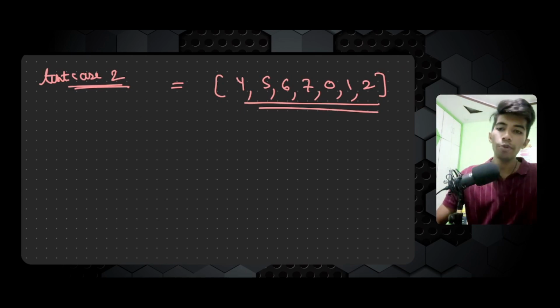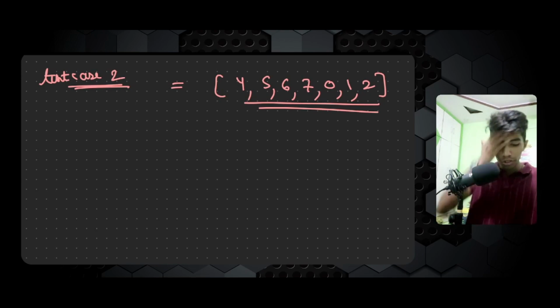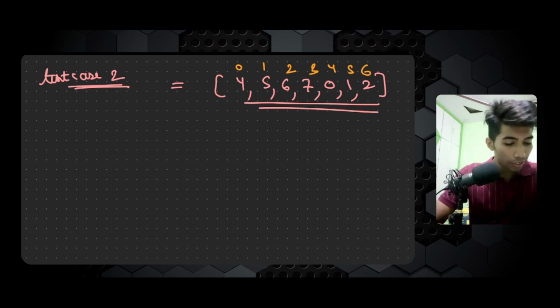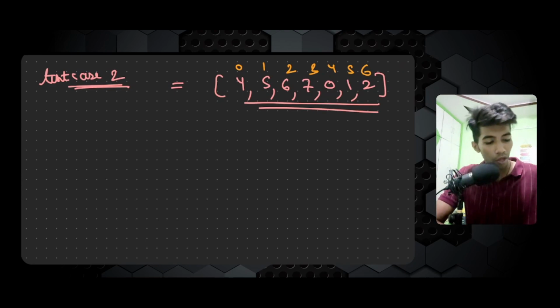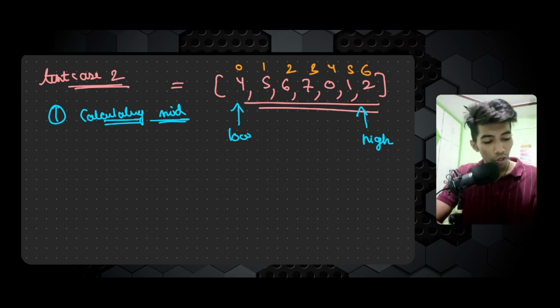Now what will be our thought process over this question? We will first write the indexes so that it will be easy for you to understand the concepts. Like this we have written the indexes. Now guys, again I will be doing the same thing. Low will be over here and high will be over here. First we will be calculating the mid. Here my mid will be over this.